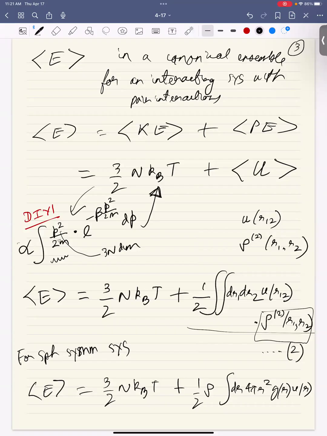Is the integral over dr1, dr2, is that a volume integral? Or is it? It's a 6-dimensional integral. Okay. While this one is a 1D integral, it is just a distance.